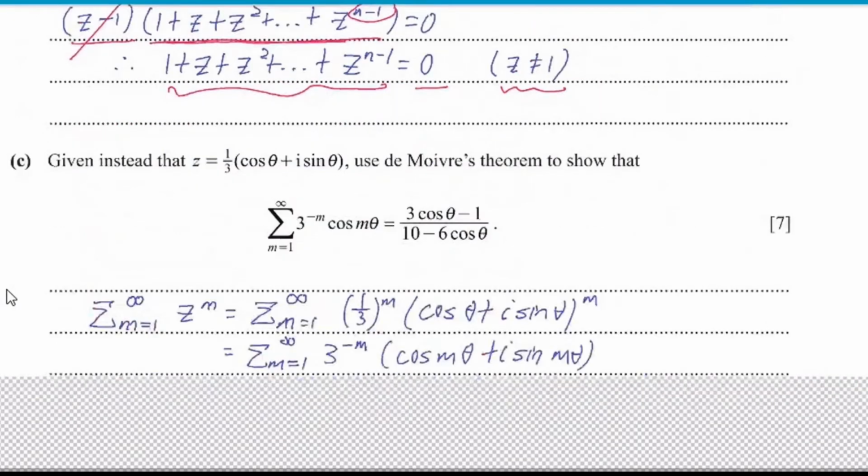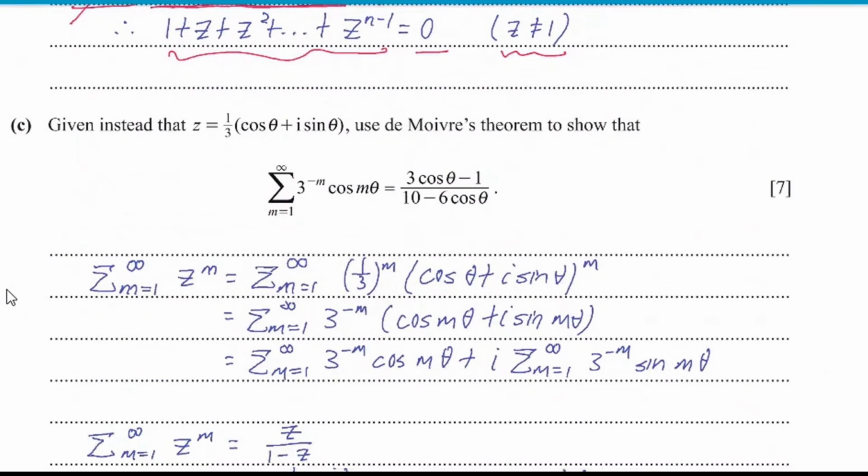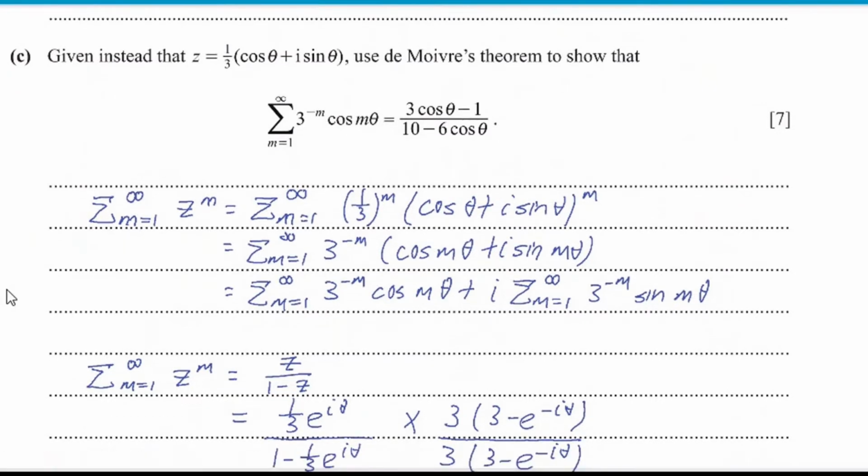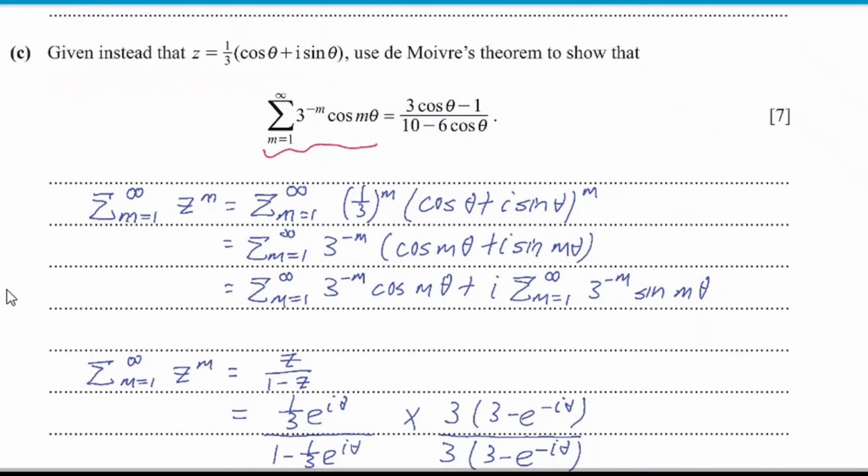Now, given instead that Z is 1 over 3 times cos theta plus i sine theta, use De Moivre's theorem to show that we have got this thing. There are two things that we want to do. One is to see where we can find the left-hand side there. We could obtain it by considering that this is a sum to infinity, and it already gives us Z as this kind of thing here.